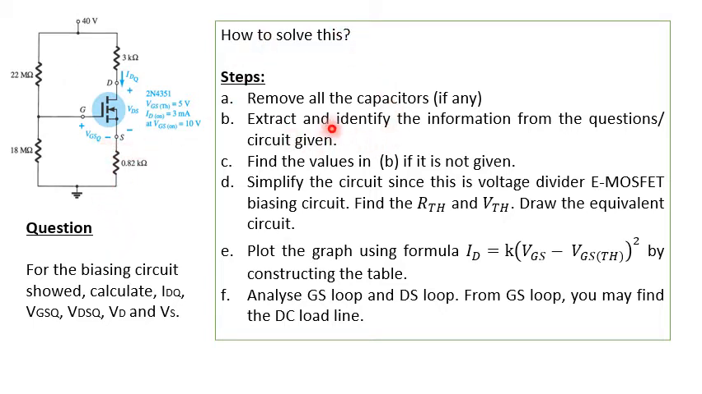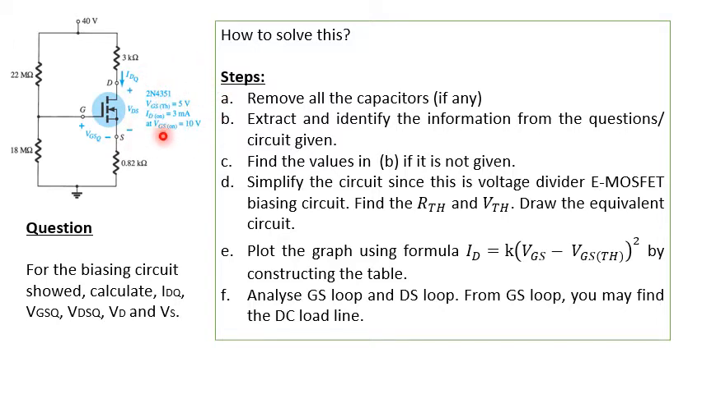So next, extract and identify the information from the question or the circuit given. As you can see here, the value of the VGS threshold is the value at which, when the voltage supply exceeds it, the MOSFET can be switched on. That is the meaning of the threshold value of the VGS. Then what other information can we get from the circuit? It is the value of the K. Is there any value of the K?